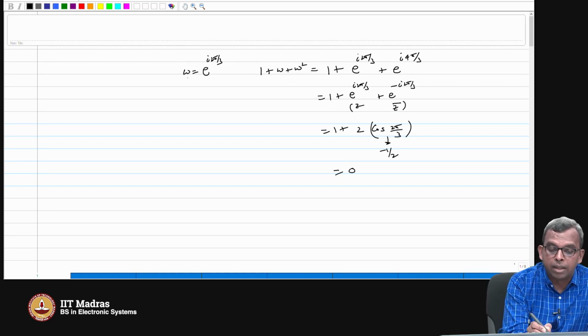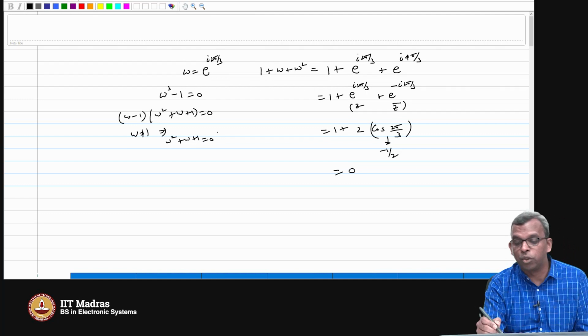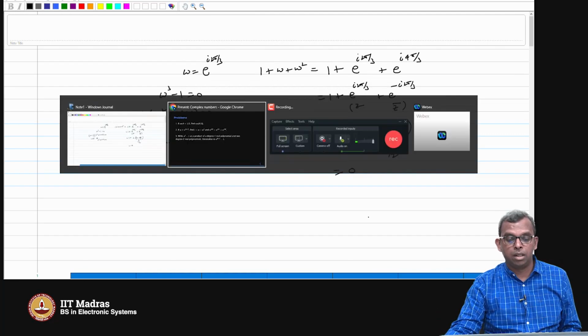There are various ways to quickly see that this is 0. So, remember, this is a cube root of unity, which means omega power 3 minus 1 equals 0, and this will factor as omega minus 1 into omega squared plus omega plus 1 equals 0. Now, clearly w is not equal to 1, which implies w square plus w plus 1 equals 0. So, it is also a quick way of doing it. This is another way of doing it. I am just showing you all the possible ways in which you can proceed.